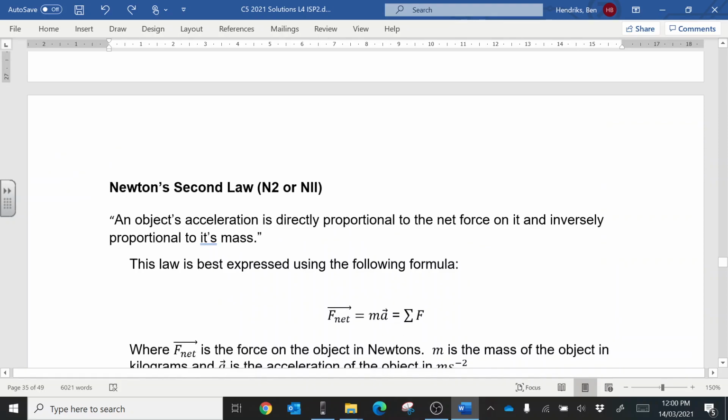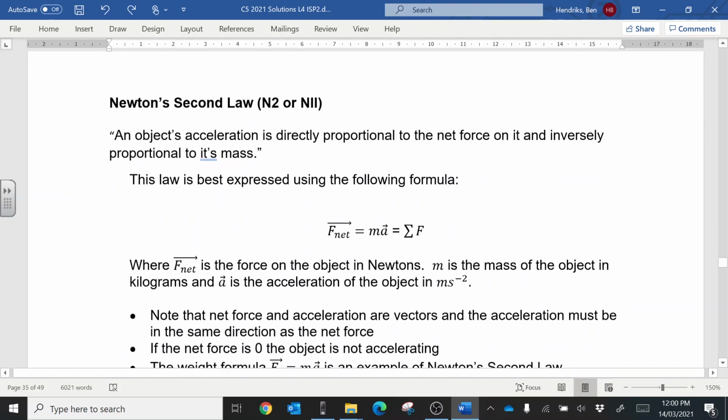We're on page 35, looking at Newton's second law. In the last video, we looked at some examples of Newton's first law in action and described some of the situations based on Newton's first law. We're going to move on to Newton's second law now, and we've already had a quick look at it in one of the previous videos, but we'll restate it again.